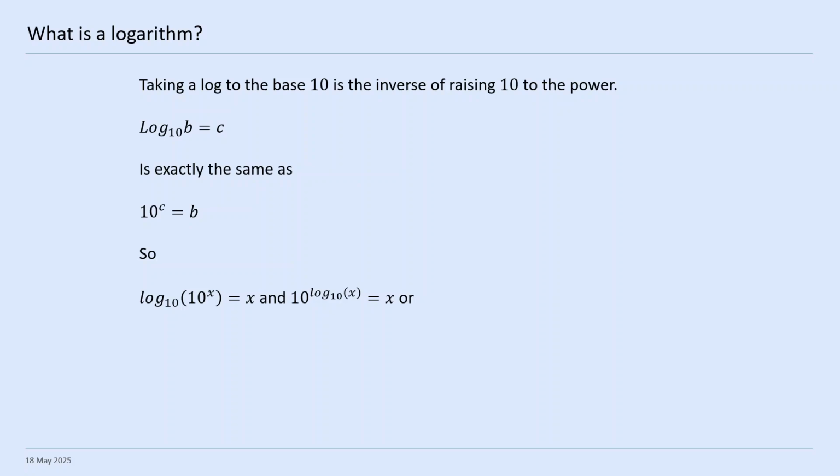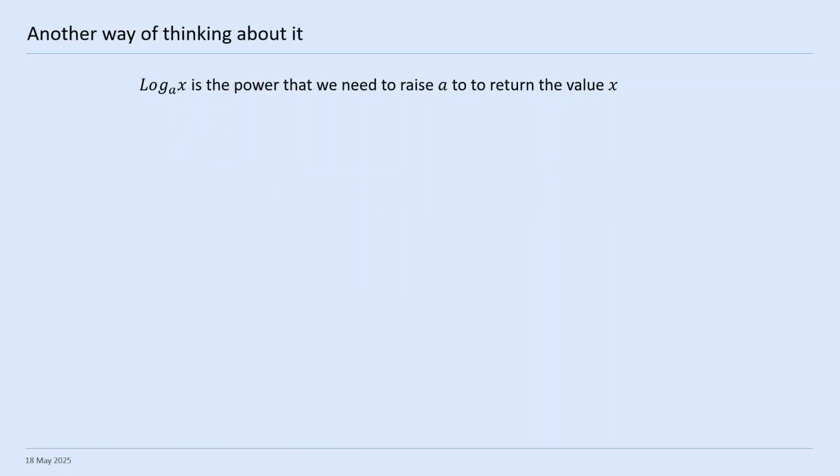So log to the base 10 of 10 to the x is x, and 10 to the log to the base 10 of x is x. Or log to the base a of a to the x is x, and a to the log to the base a of x is x. So log to the base a of x is the power that we need to raise a to return the value x. For example, log to the base 10 of 1,000 is 3. Log to the base 2 of 16 equals 4.